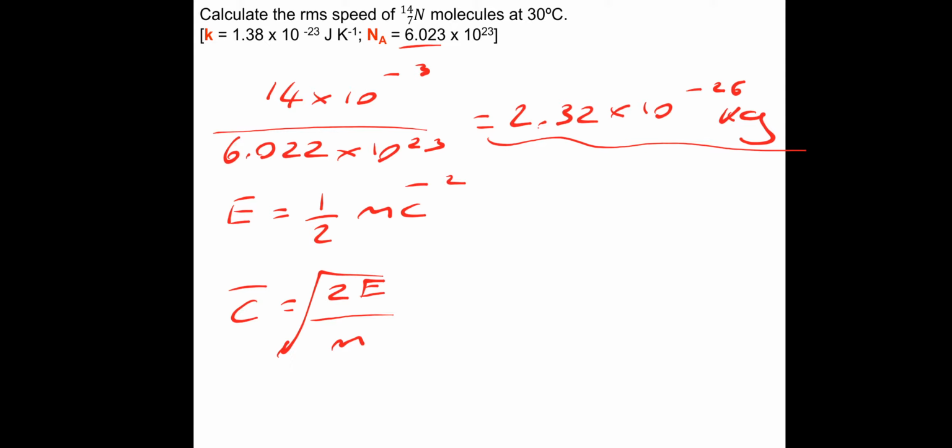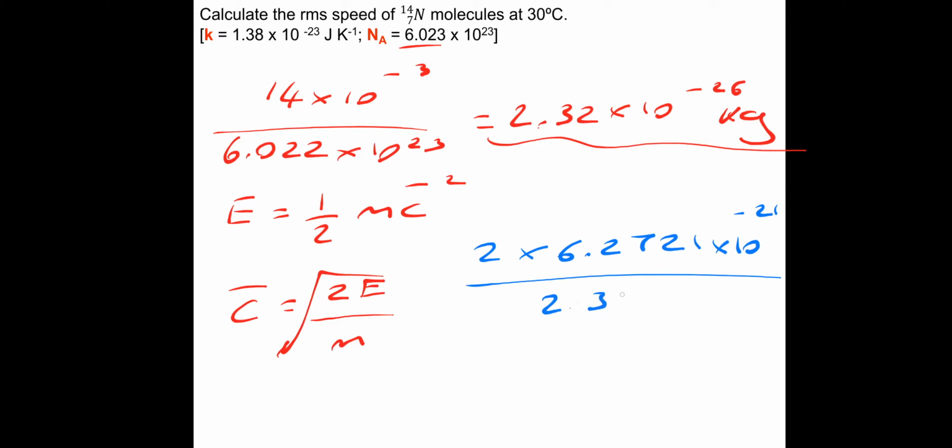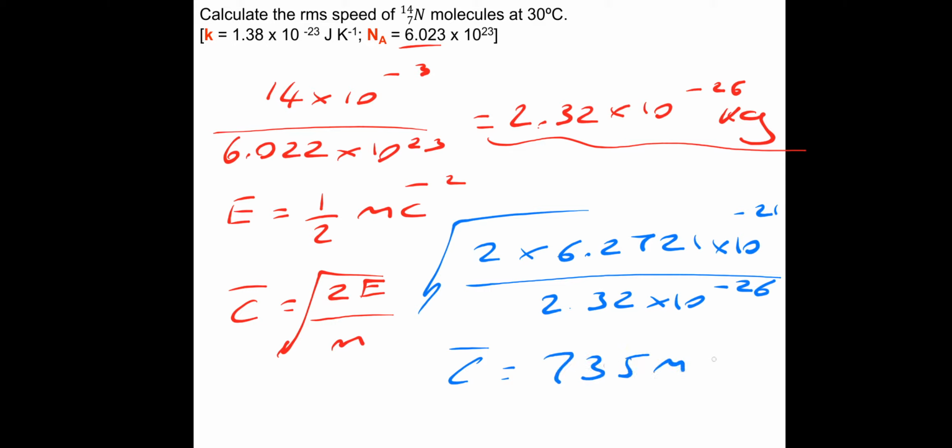So let's do that now. So we've got 2 times the energy. So it's 6.2721 times 10 to the power minus 21 divided by the mass, which we just calculated, 2.32 times 10 to the minus 26, and then square root to give the average speed, which is 735 meters per second. So hopefully you got that right. If not, I hope you now understand the method in how to complete a question such as this.